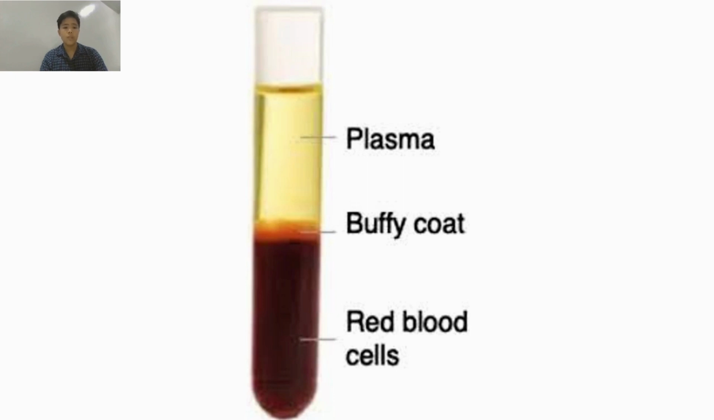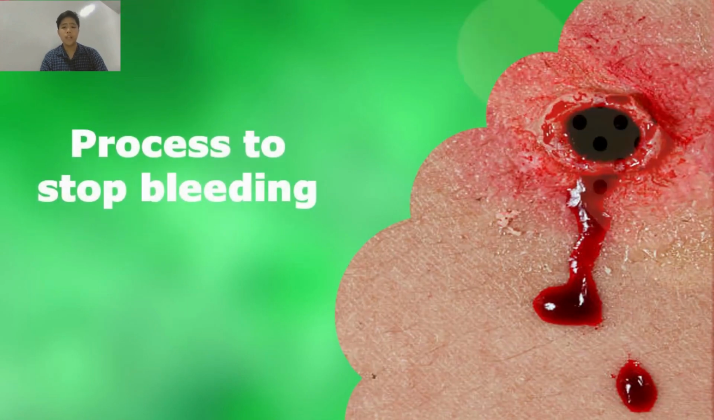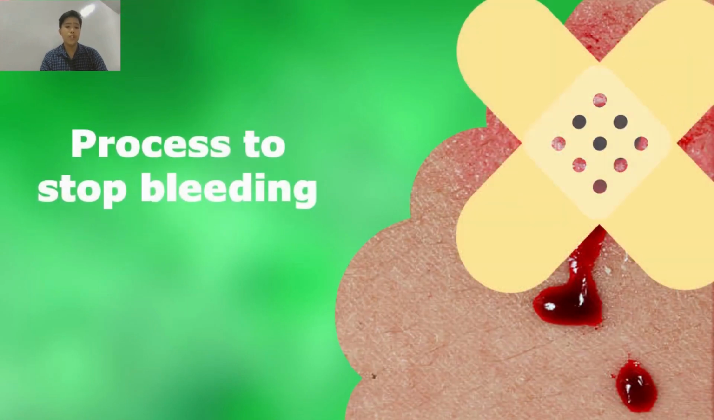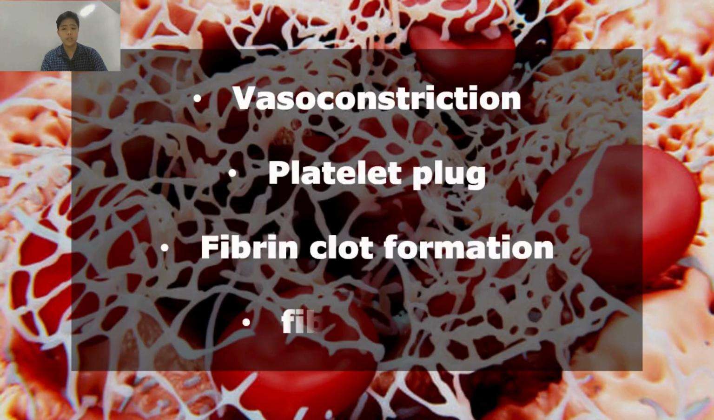Now let's discuss hemostasis. So what is hemostasis? In short, hemostasis is the process to stop bleeding. There are four stages when this occurs. The first one is vasoconstriction, which refers to the narrowing of blood vessels due to the contraction of smooth muscles in their walls. Next is the platelet plug, which I have discussed already.